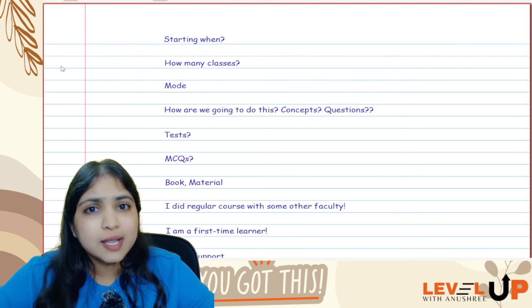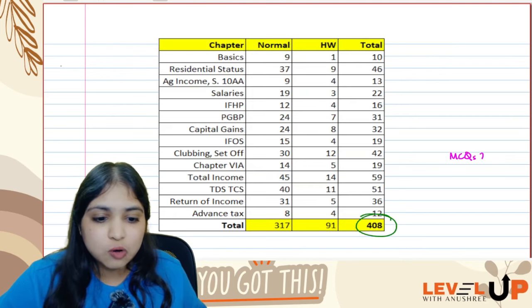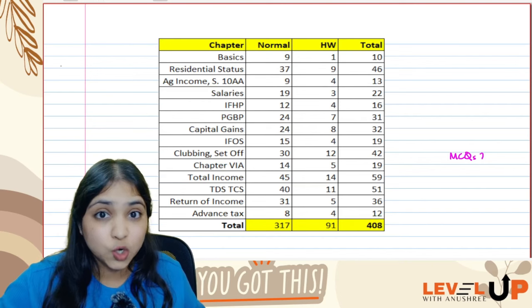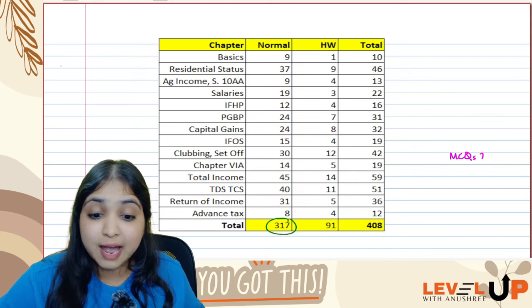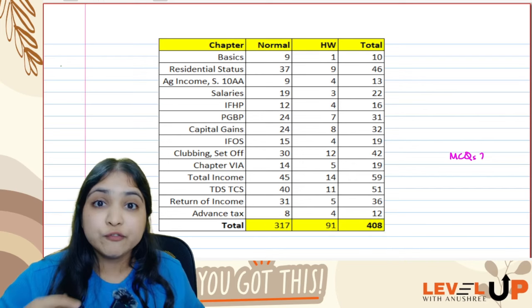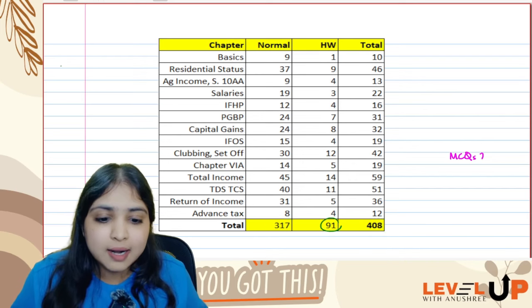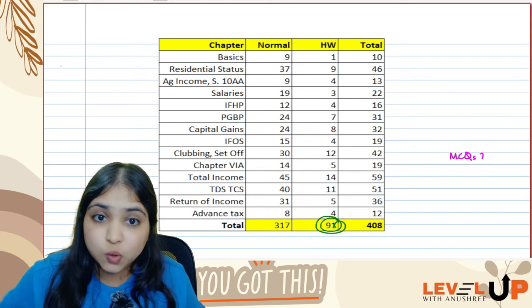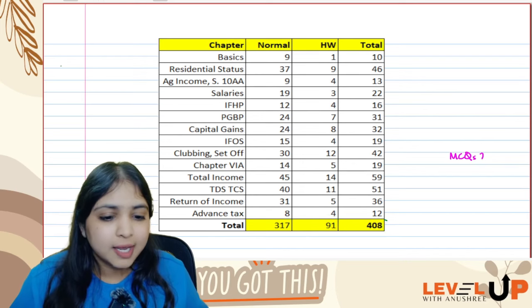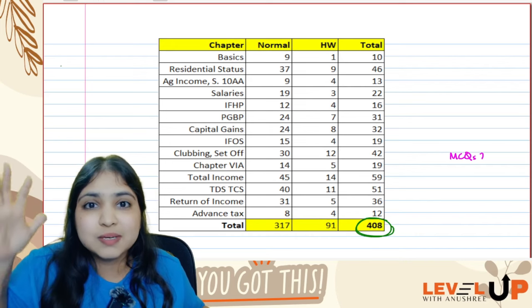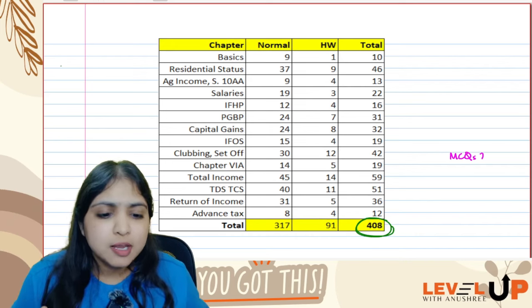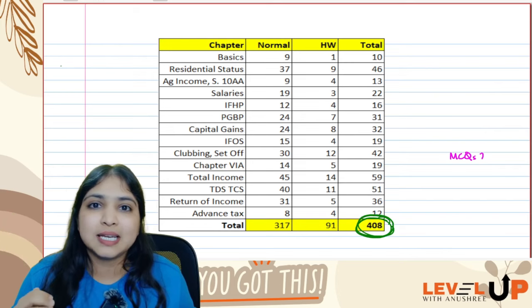Now, this is where the DT workout batch comes in. In the DT workout batch, you will be working out a total of 408 questions, alright. These 408 questions will have 317 questions which we will do together in class and 91 questions which you will be doing as homework. And I can challenge you, in each of these 408 questions, you will find some adjustment which you have never seen before. This is the kind of questions that I am talking about.